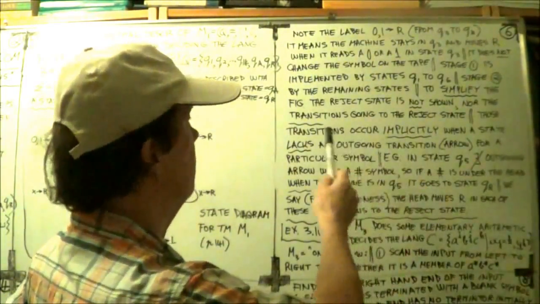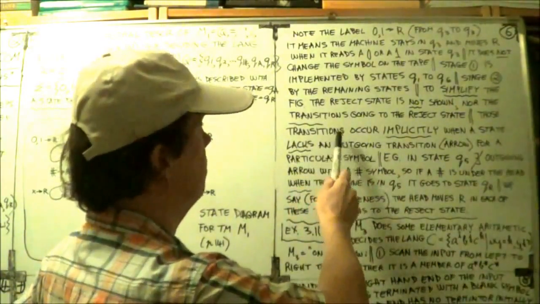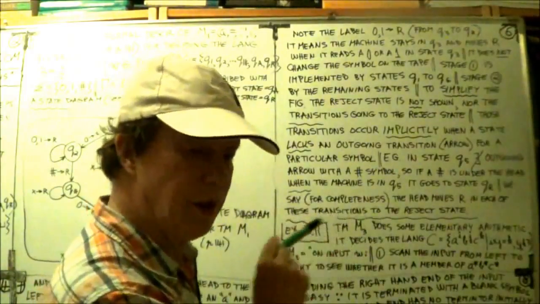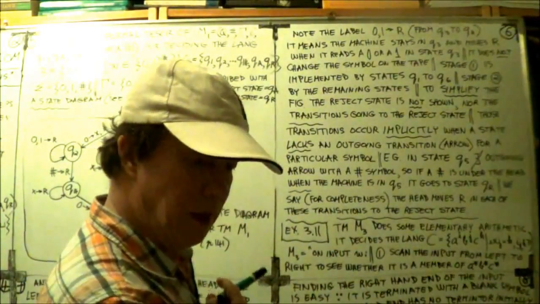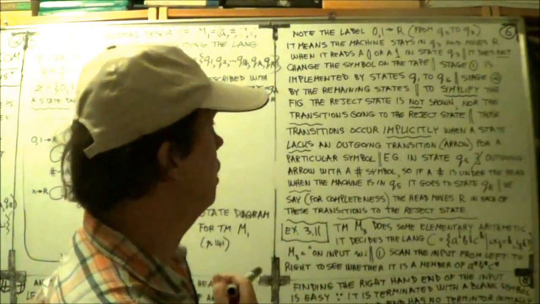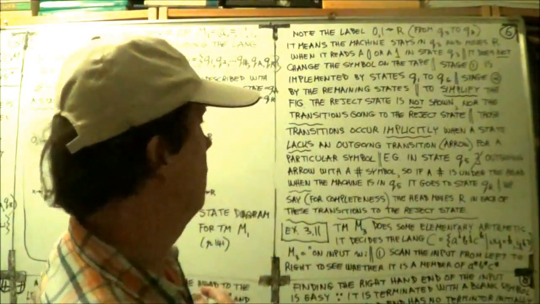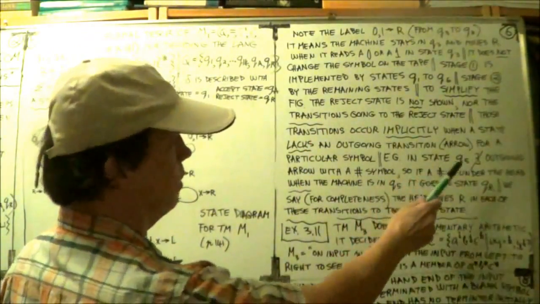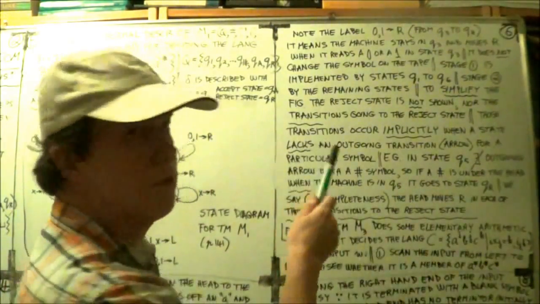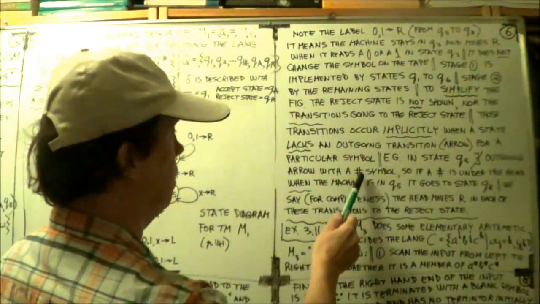They're not there to simplify things. So when the corresponding transition arrow is not there, that implies an implicit reject. You go to the reject state, right? That's what it's saying here. For example, state Q5: there's no transition arrow going from Q5 when you read a hash symbol.